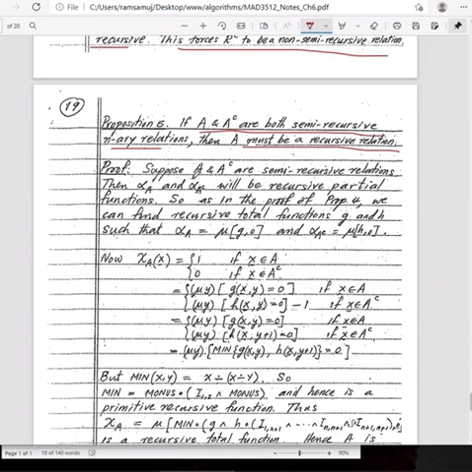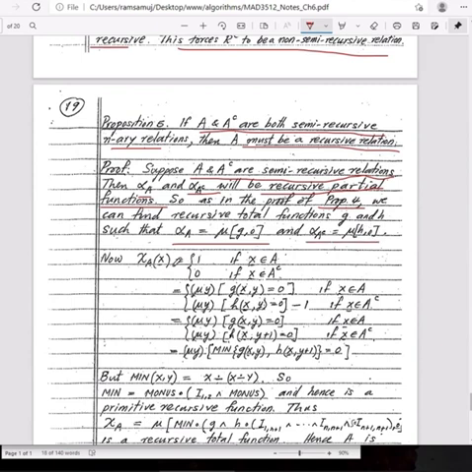Suppose A and A complement are semi-recursive relations. Then chi sub A and chi of A complement will both be recursive partial functions. So as in the proof of proposition 4, we can find recursive total functions so that chi sub A is equal to mu g comma 0, and chi sub A complement is mu of h comma 0.